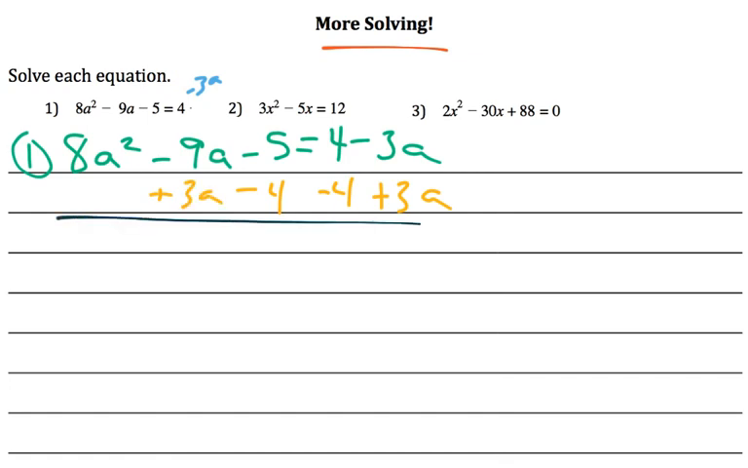Now our new equation will look like this: 8a squared minus 6a minus 9 is 0. So here we'd be looking for the factors of AC, which is 8 times negative 9. And maybe I do this in my head now. I'm looking for the factors of negative 72 that add up to negative 6.